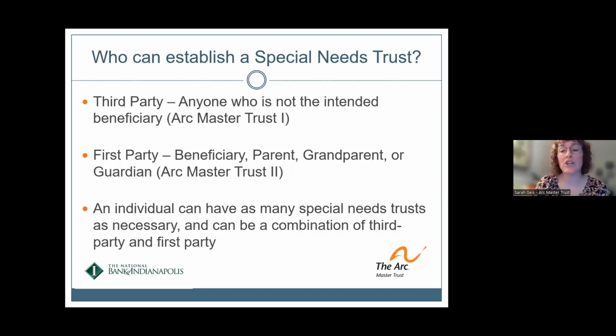It's also important to know that a beneficiary can have as many special needs trusts as necessary, and it can be a combination of both third-party and first-party trusts. So an individual can have more than one third-party trust established. They can also have more than one first-party trust established. The reason for that could vary based on the beneficiary's situation or the situations that the loved ones in the realm of a third-party trust might be facing. But just to let you know, an individual can have as many special needs trusts as they might want or need. There is no limit.